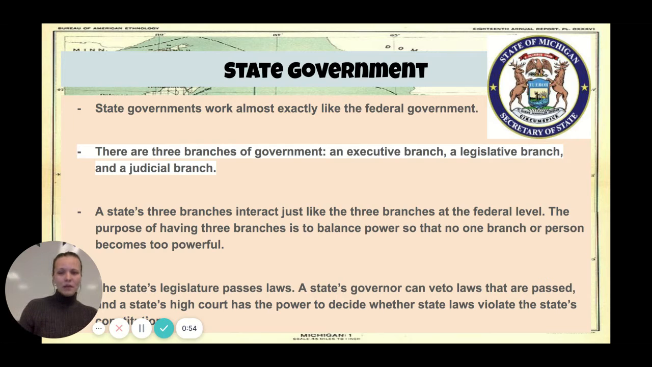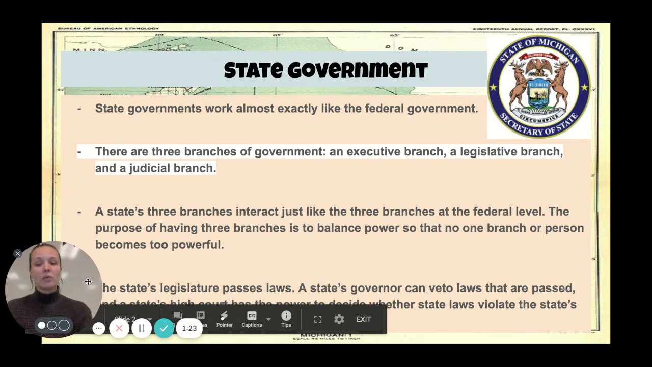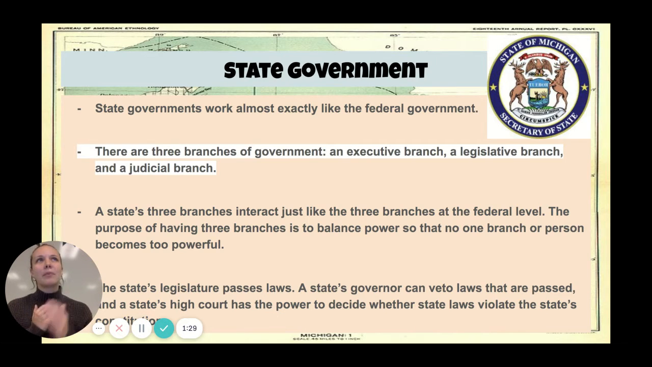Well, we'll read below. There are 3 branches of government: an executive branch, a legislative branch, and a judicial branch. In the federal government, there are 3 branches of government, and in the state governments, they also have 3 branches of government. A state's 3 branches interact just like the 3 branches at the federal level. The purpose of having 3 branches is to balance power so that no one branch or person becomes too powerful. So it's a lot like how it works in the federal government. We have 3 branches of power as checks and balances, to make sure that one doesn't have too much power over the other.